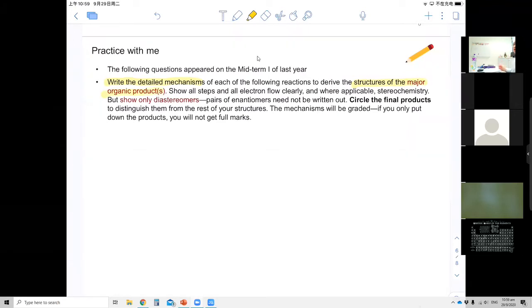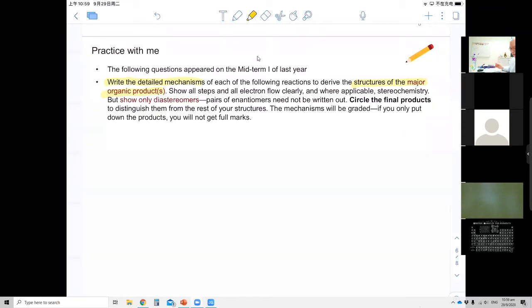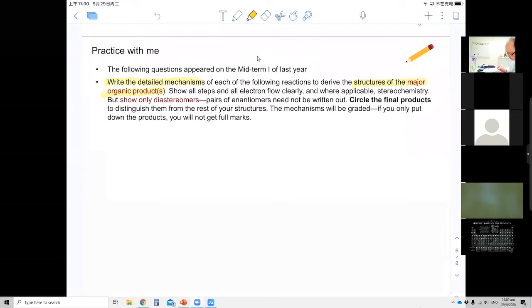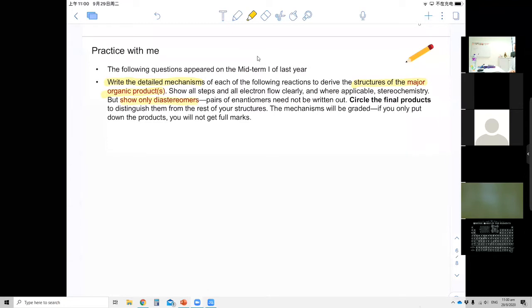So you can't write the anti-Markovnikov product. If it's a Markovnikov product, it's the major one. You don't need to write the anti-Markovnikov, and you shouldn't. Also, another thing you need to understand is to show only diastereomers. If two products are enantiomers, you don't need to draw both of them.